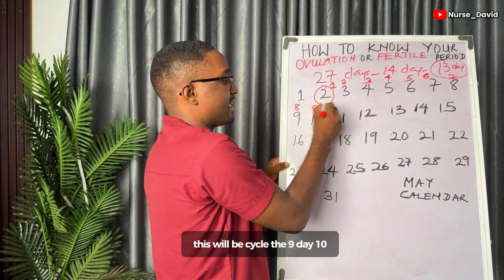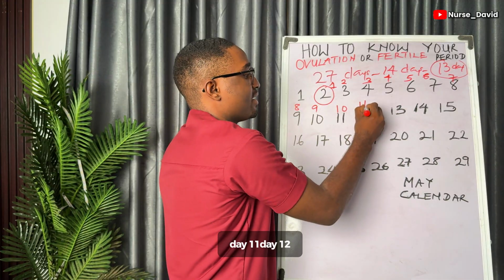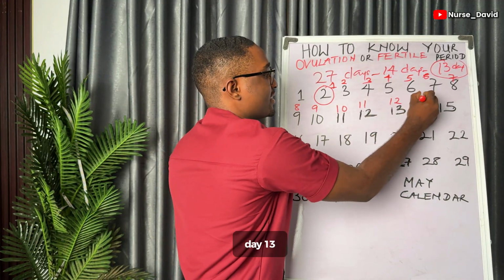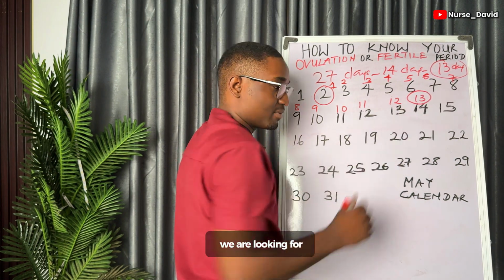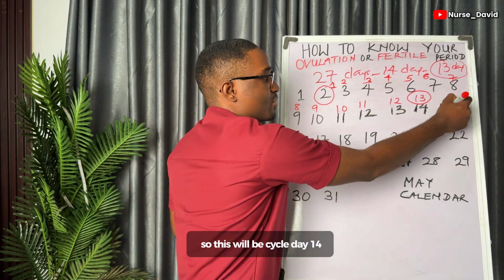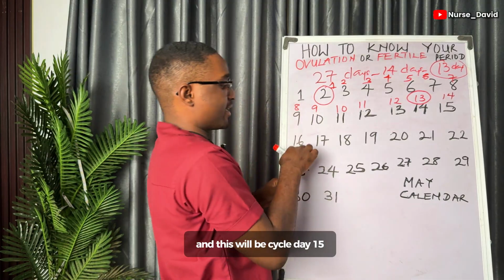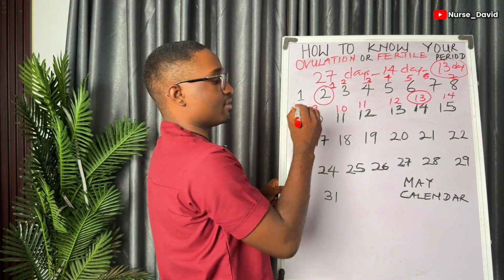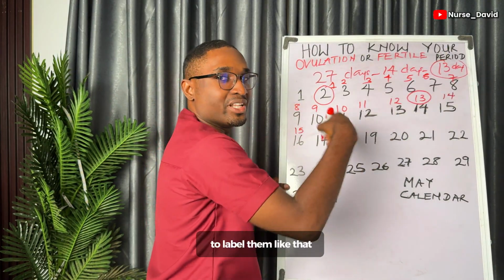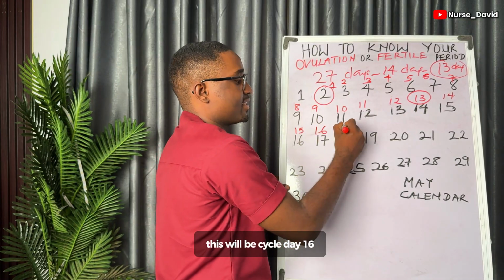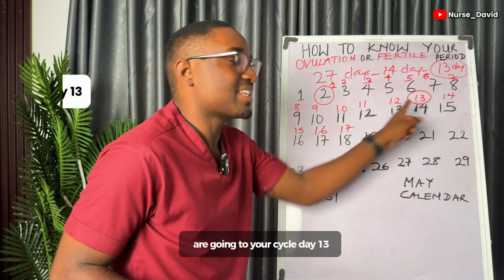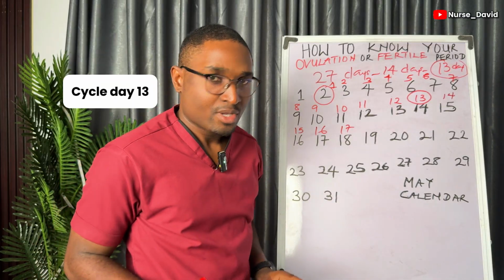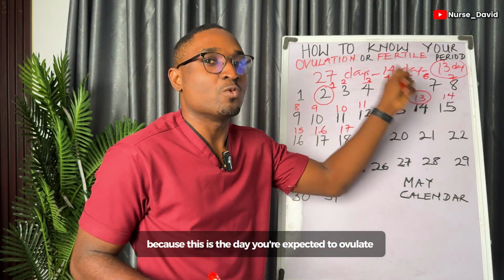This will be cycle day 9, day 10, day 11, day 12, day 13. This is the cycle day 13 we're looking for. Hope you remember. So this will be cycle day 14, and this will be cycle day 15. And you can continue to label them like that. This will be cycle day 16, 17, and so on. But this is where we are going to, your cycle day 13, because this is the day you are expected to ovulate.